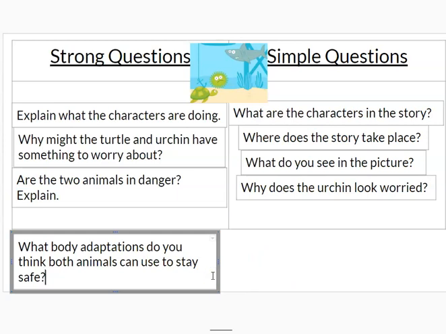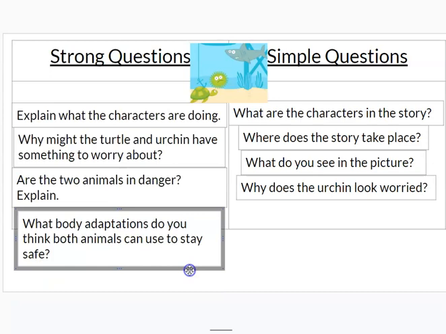And our last question. What body adaptations do you think both animals can use to stay safe? Is that a strong question or a simple question? What body adaptations do you think both animals can use to stay safe is a strong question. Again, both tells me that I'm having to analyze or reflect on at least 2 animals, so I'm going to have to look in multiple places and make those comparisons to be able to answer the questions.